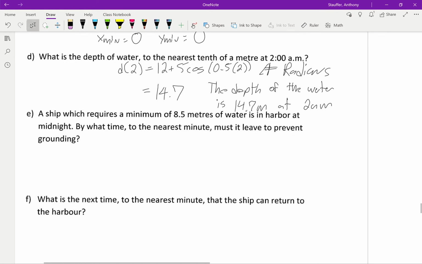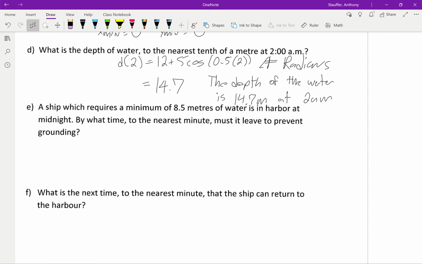The next one. A ship which requires a minimum of 8.5 meters of water is in harbor at midnight. By what time to the nearest minute must it leave to prevent grounding? So it has to have a minimum of 8.5 meters of water in the harbor. So we get 8.5 equals 12 plus 5 cos 0.5 t. Now, when you guys were in a situation where you had to solve something like this, what did you do? You graphed it.